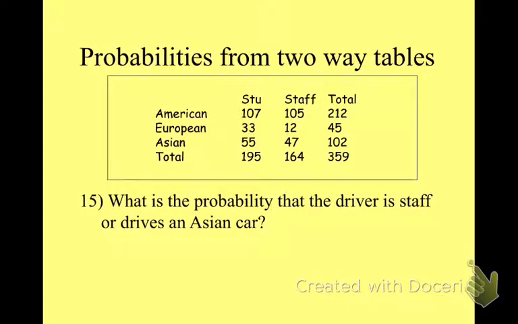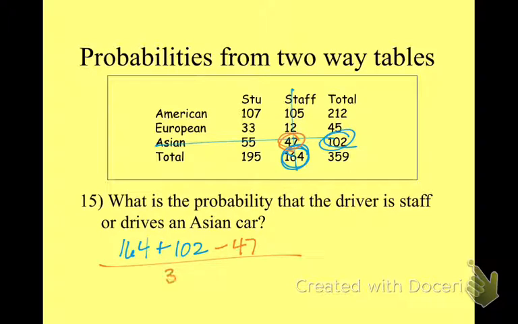This one says driver is staff or drives an Asian car. In this case, I'm going to look at the total staff, which is 164, and the Asian car, which is 102. So 164 plus 102. But if you notice, one number got counted twice. It got counted in the column and the row, which is this 47. So I need to subtract one of them away. It's like the formula A plus B minus A and B. I'm subtracting the intersection because I counted it twice, all over 359.